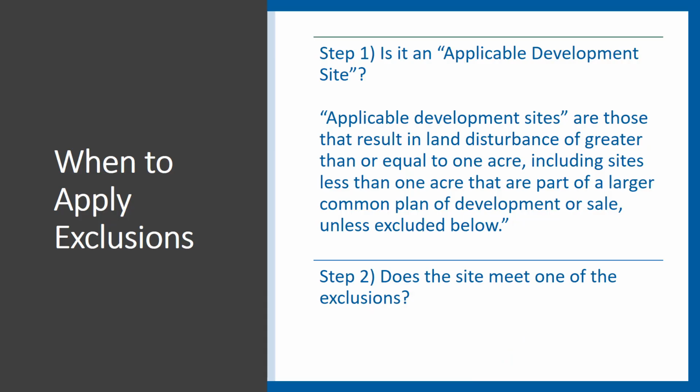You first have to decide when to apply exclusions. So step one, is it an applicable development site? And applicable development sites are those that result in land disturbance of greater or equal than 1 acre. And I'll note this is triggered by land disturbance, not development area. It includes sites less than 1 acre that are part of a larger common plan of development or sale, unless excluded. And I'll go through the exclusions. And then step two, does the site meet one of the exclusions? And I would add step three, which is record keeping. Anytime you use exclusions, you need to go through the proper record keeping.